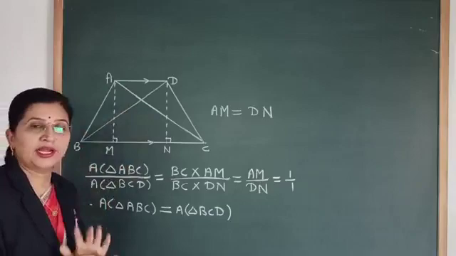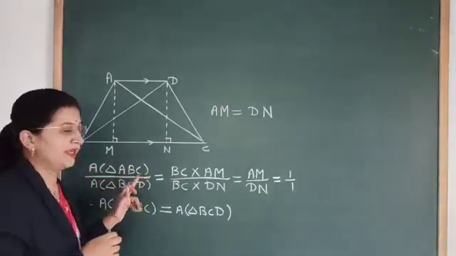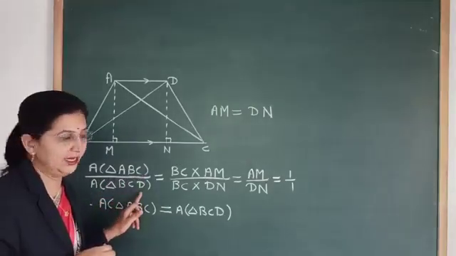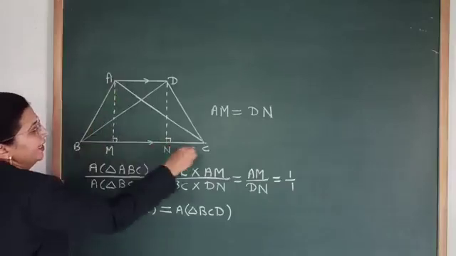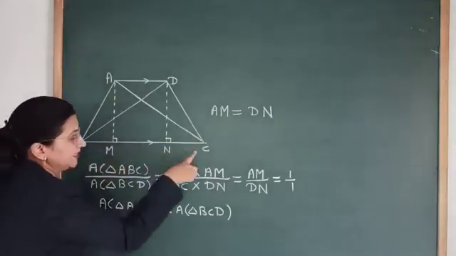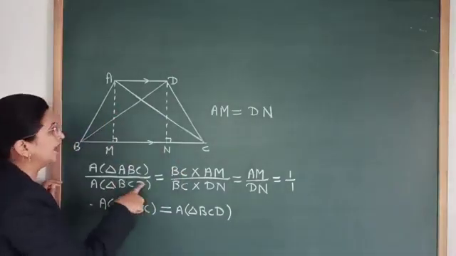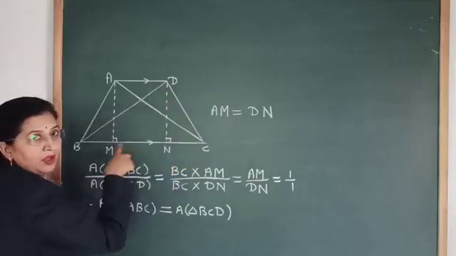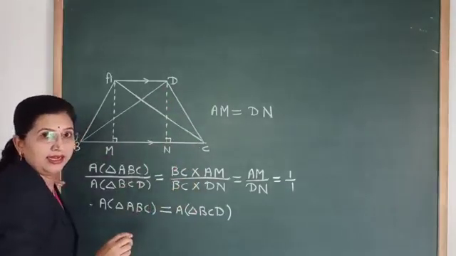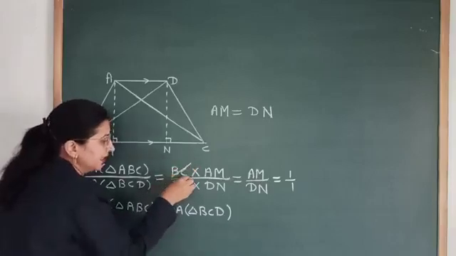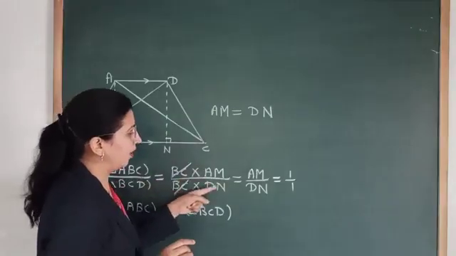Okay. Now let's write down the ratio of areas of these two triangles. So area of triangle ABC upon area of triangle BCD is equal to, now for ABC, what is its base? BC is the base and AM is the height. For triangle BCD, what is its base? BC is the base and DN is the height. Okay. So here this base is common. That's why it will get cancelled. Now here AM upon DN.